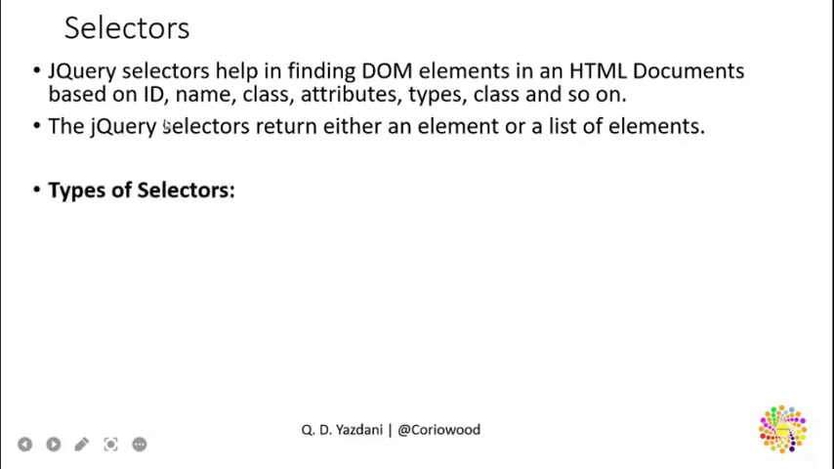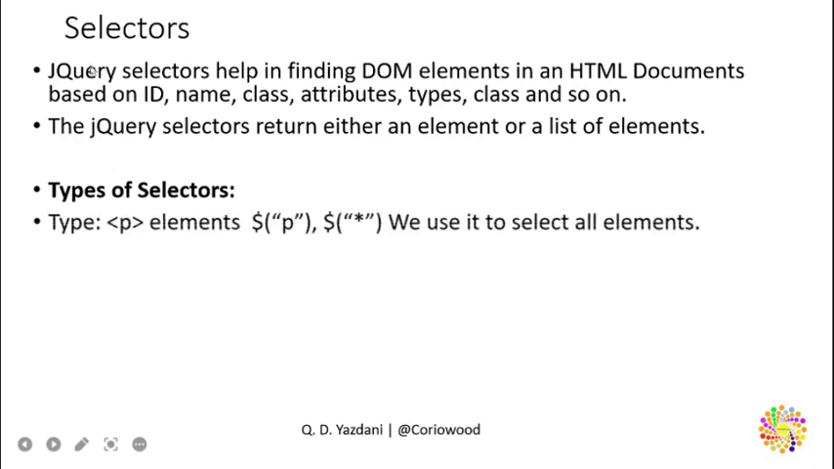So now we're going to see the types of selectors. Selectors are very important in jQuery. jQuery is built on selectors, because when we're dealing with the document object model, as we said, the document object model sees everything as nodes and represents HTML as nodes and objects. So jQuery can manipulate all these nodes and objects in the HTML document based on their ID.